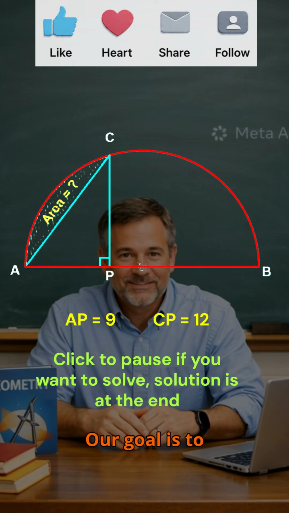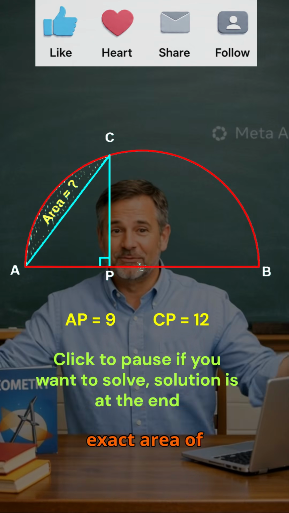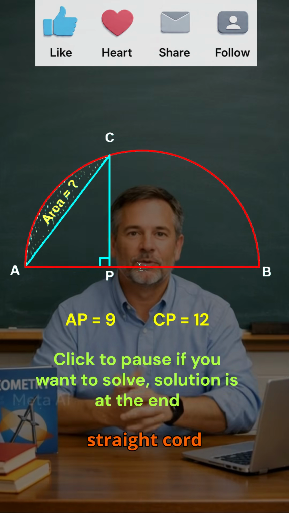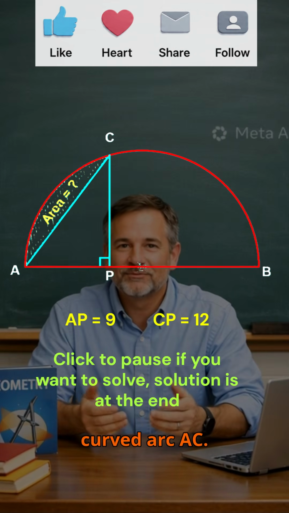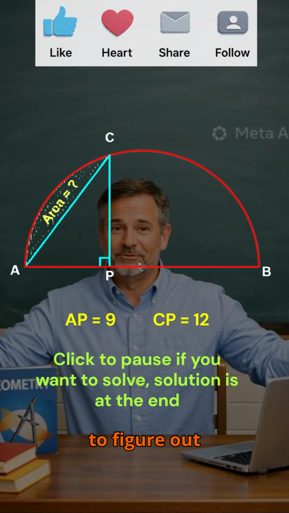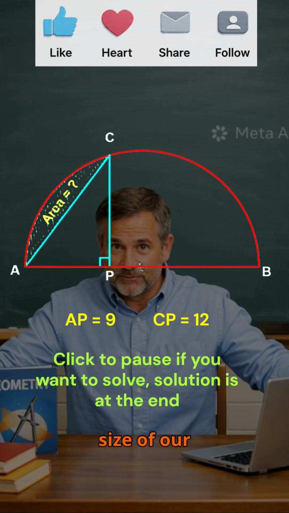Our goal is to calculate the exact area of the small, crescent-like region trapped between the straight chord AC and the curved arc AC. To solve this, we first need to figure out the overall size of our semicircle.